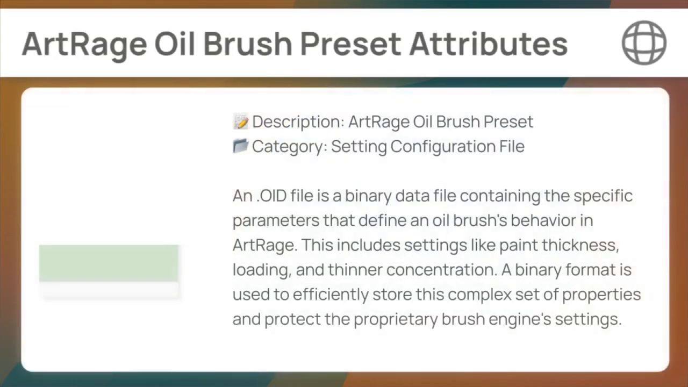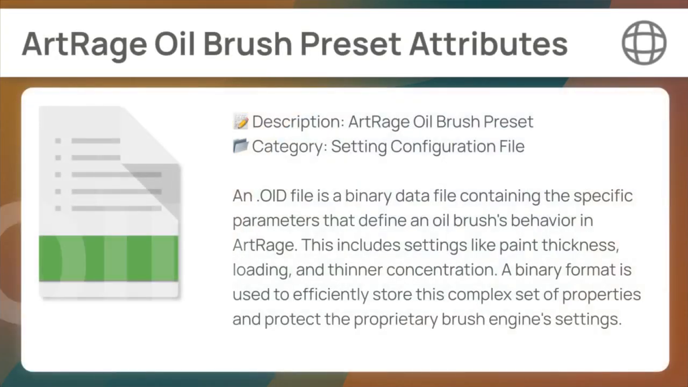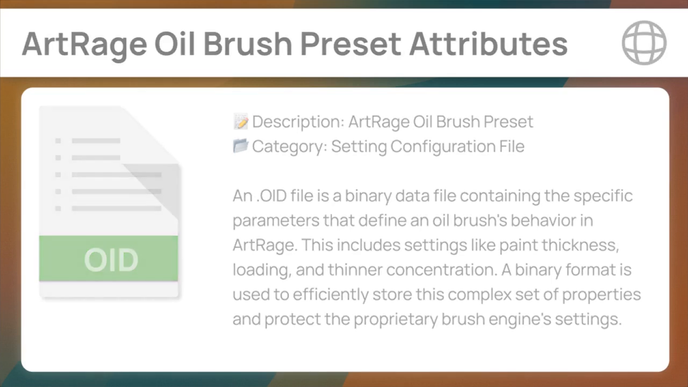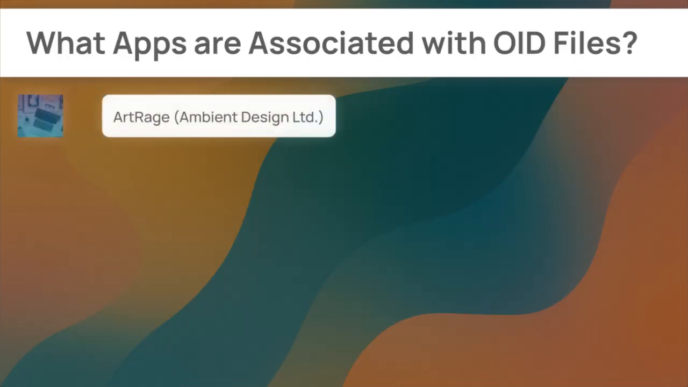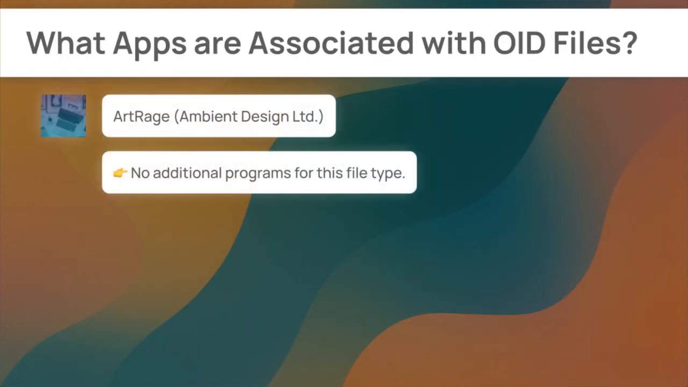An .oid file is a binary data file containing the specific parameters that define an oil brush's behavior in ArtRage. This includes settings like paint thickness, loading, and thinner concentration. A binary format is used to efficiently store this complex set of properties and protect the proprietary brush engine's settings. This proprietary format is best opened by ArtRage from Ambient Design Ltd for the OID type.